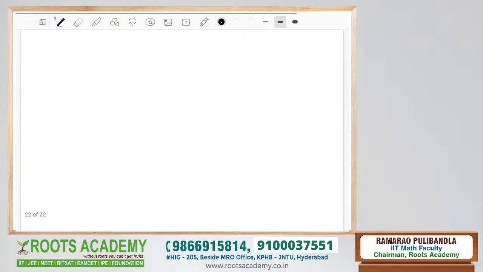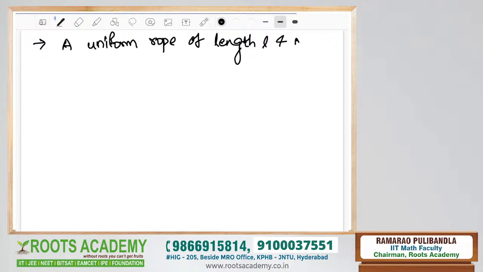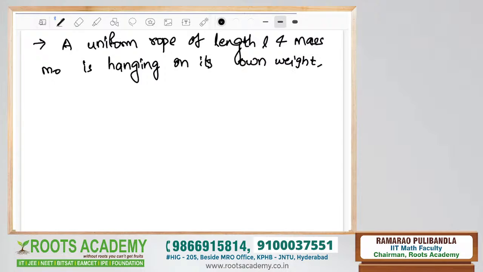And next case, a uniform rope of length L and mass m0 is hanging on its own weight. Then velocity is said to be v is equal to under root of y into g.